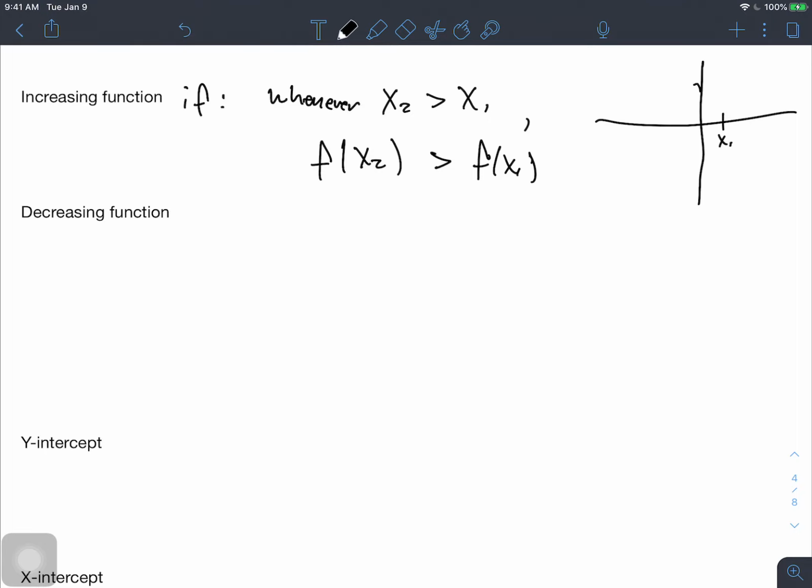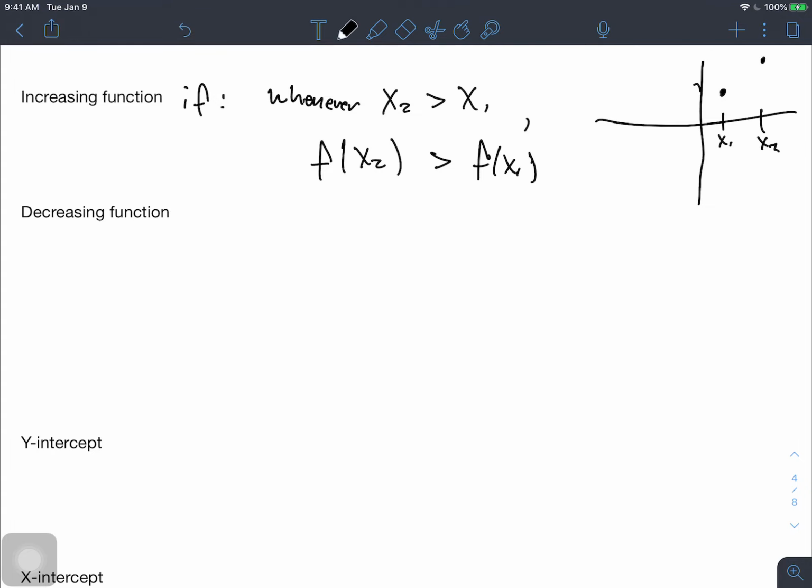It should be to the right of x1, okay? So here's x2. And what does it mean for f of x2 to be larger than f of x1? It means that the height of my function at the x value x2 should be higher than the height of my function at the point x1.